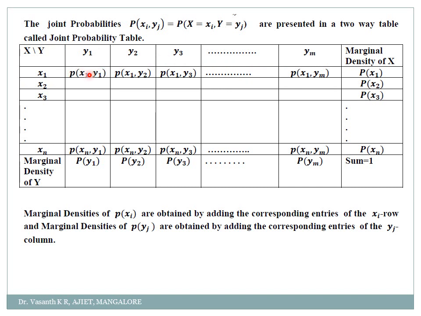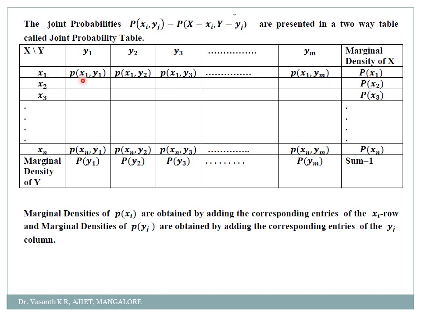Probability of x1 y1 means you take these two terms x1 and y1 together, and we write it as probability of x1 y1. What will be this position? That will be probability of x1 y2, correct? And what will be this position? Probability of x1 y3, correct? What will be the last position? Probability of x1 ym. So totally we write it as probability of x1. How do we get this probability of x1? If you add all these values together, we get probability of x1.